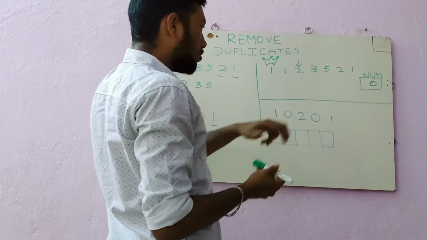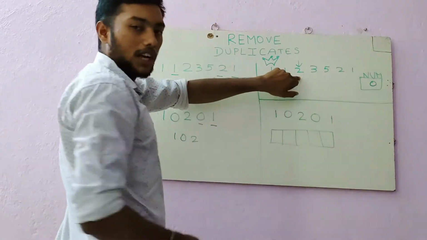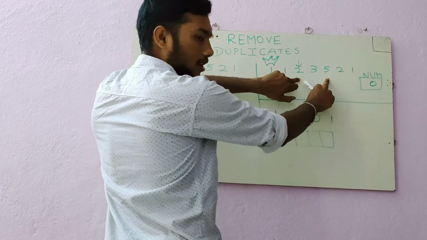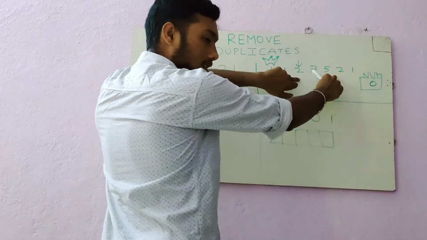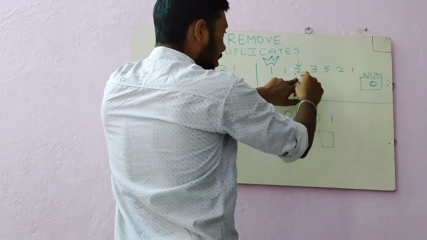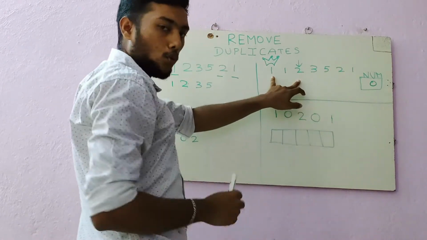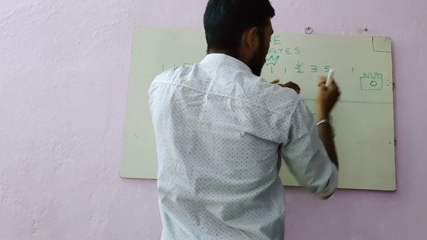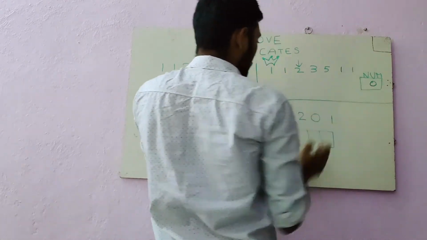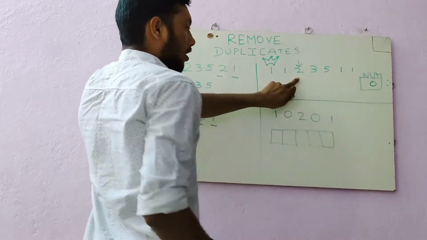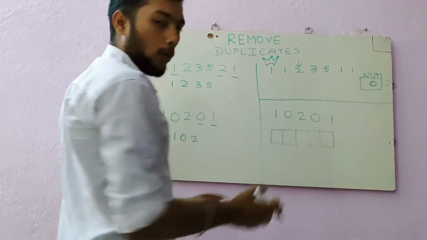Now this 2 will check whether it has a duplicate of himself or not. He'll check 3, no he is not. He'll check 5, no he is not. He'll check 2, yes, this 2 is a duplicate value. So what will he do? He will replace this duplicate value with the value of the king. The value of the king is 1 here. Now I'm going to check this. This is not a duplicate value. Now it has to report to the king.